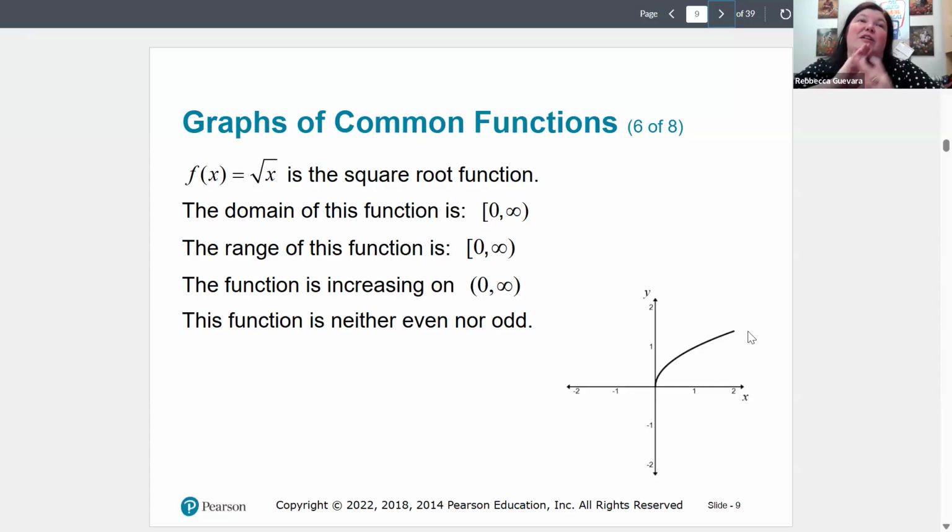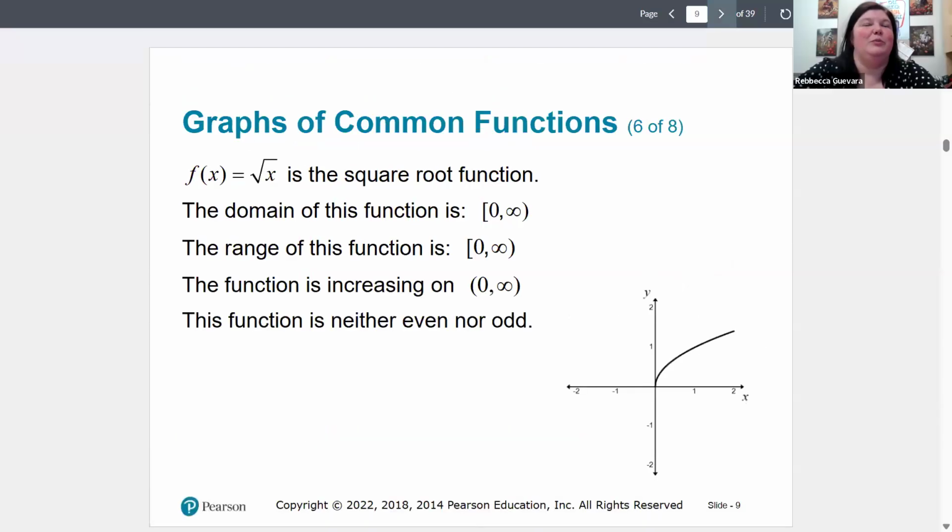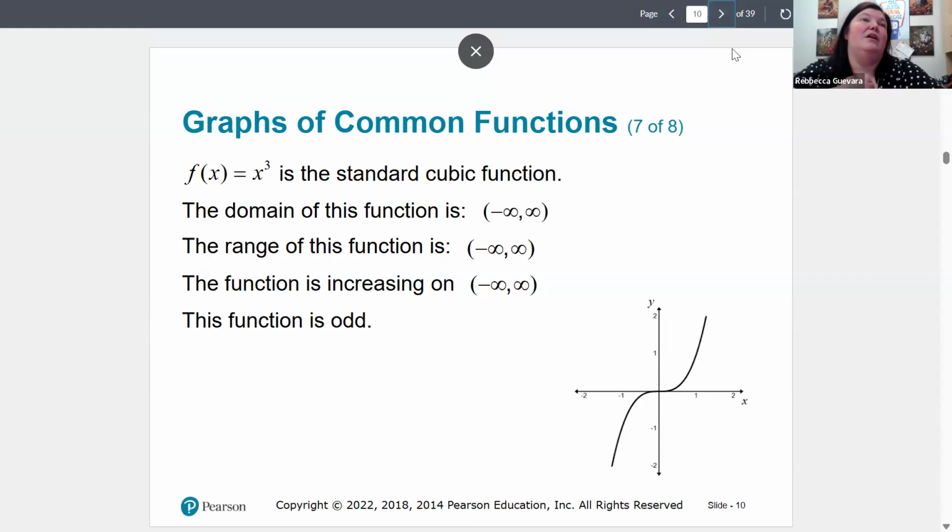Its domain is 0 to infinity. We include that 0 because you could do the square root of 0. The square root of 0 is 0, so your range is also 0 to infinity. And this one is increasing across this entire domain, essentially from 0 to infinity. This one's neither even nor odd. Mostly, you just want to know what these basic graphs look like, so when we graph these later.